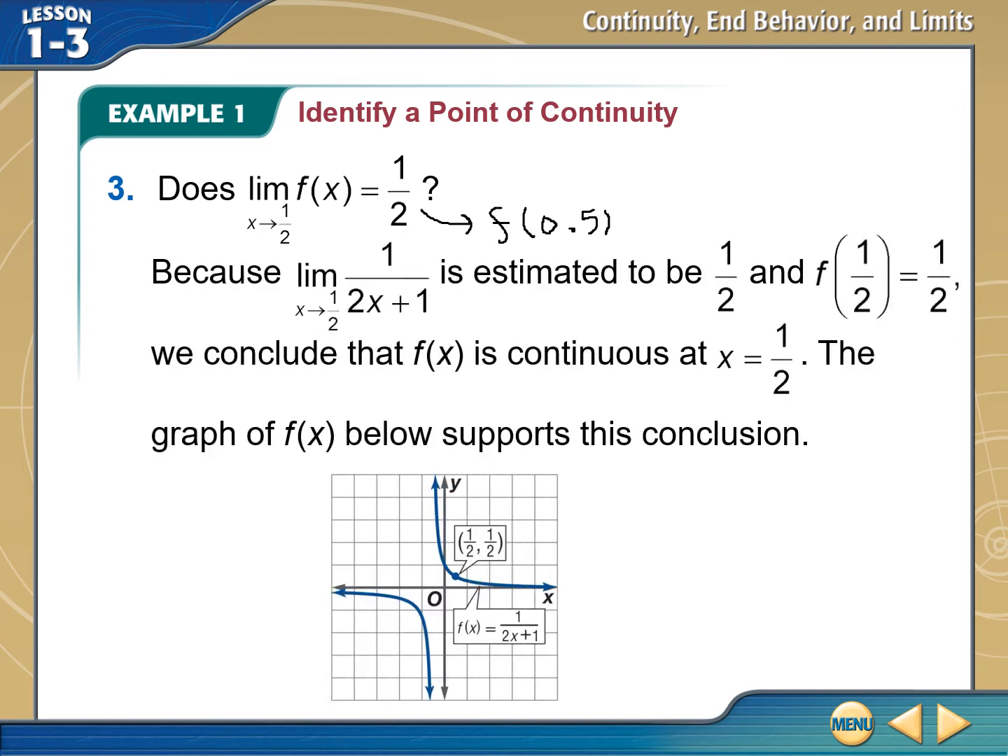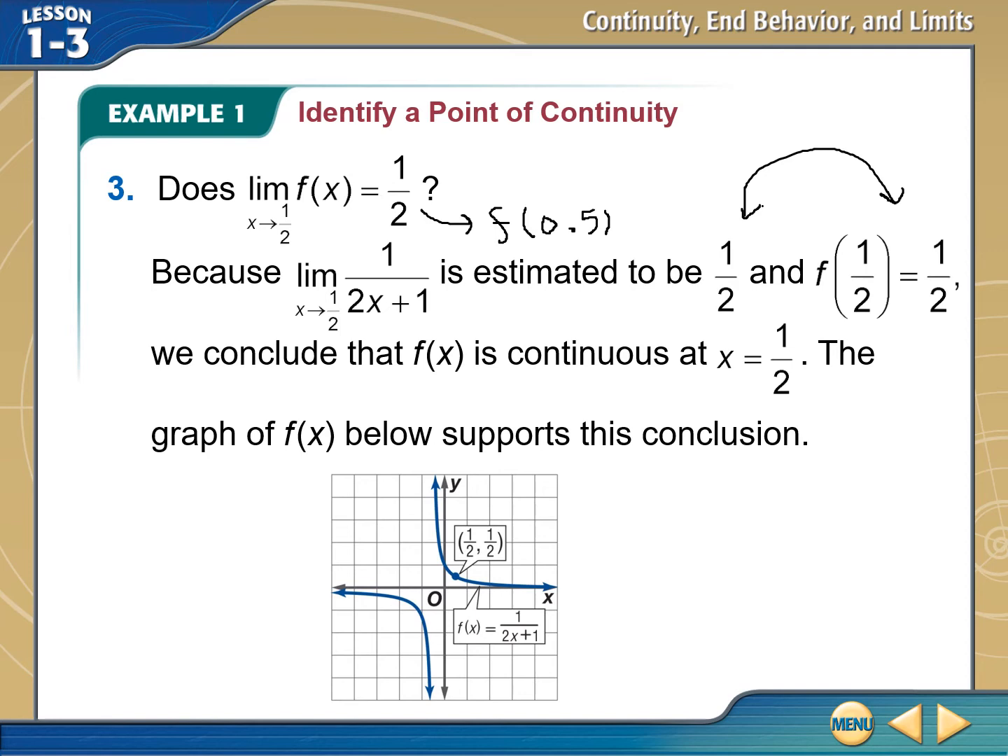Is it a continuous function or not? It says, because the limit as x approaches half of 1 over 2x plus 1 is estimated to be half, and f of half is equal to half, right? So the limit and f of half are equal to each other. So what do we conclude now? I bet you're thinking that the function is continuous. We conclude that f of x is continuous at x equals half.